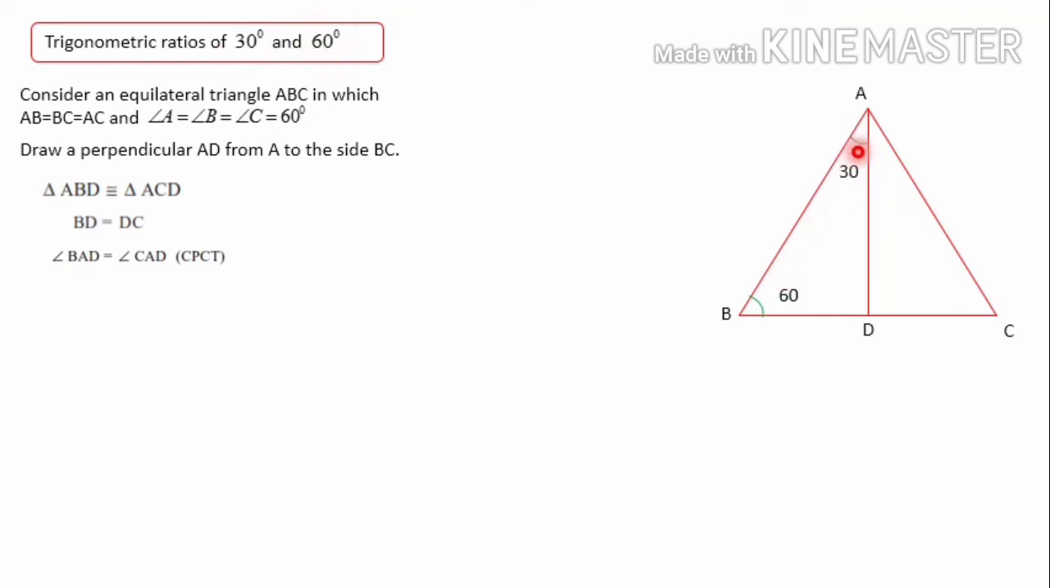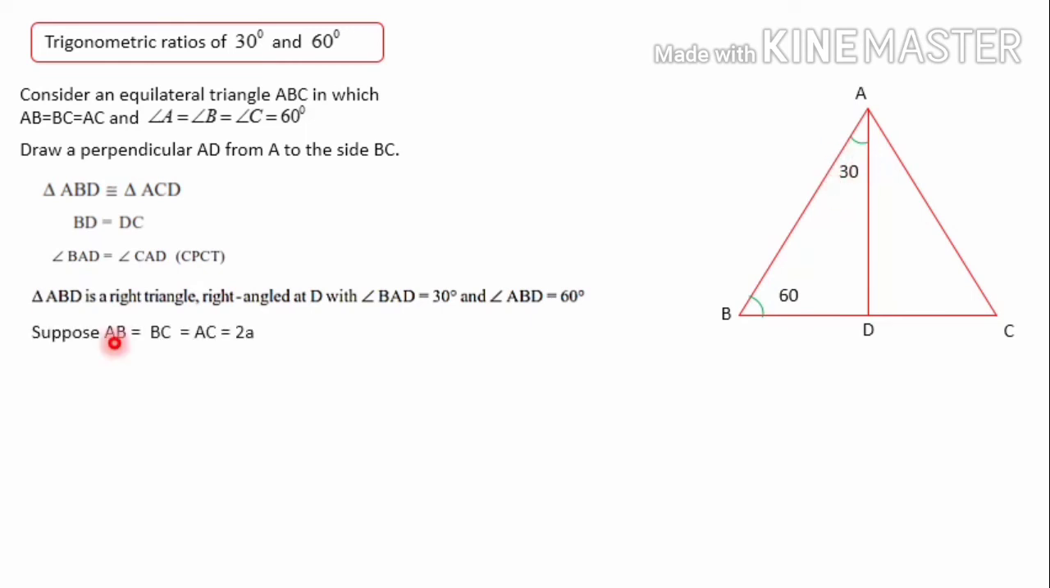So with the 30 and 60 degree angles, we have got a right triangle. Now we can apply trigonometry. Triangle ABD is right-angled at D with angle BAD 30 degrees and angle ABD 60 degrees. As I said before, ABD is a right triangle and the two angles 60 degrees and 30 degrees are marked. Here let us take AB, BC and AC equal to 2A. Let's mark it on the diagram.